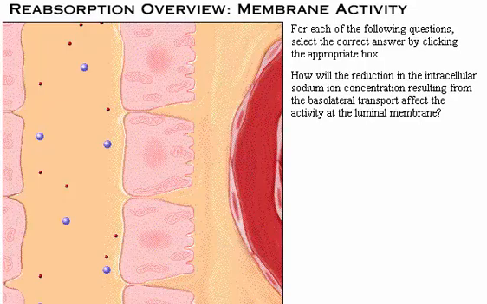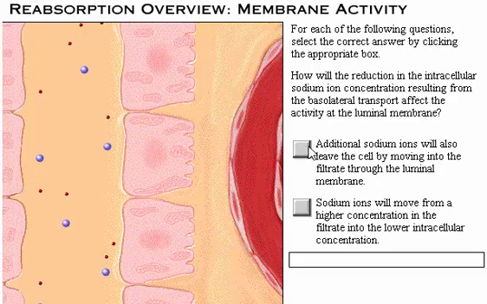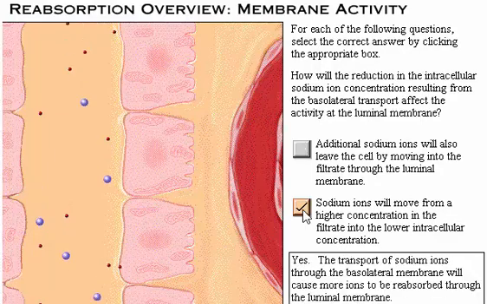The last question is, how will the reduction in the intracellular sodium ion concentration resulting from the basolateral transport affect the activity at the luminal membrane? I'm sorry, this is not the correct answer. Yes, the transport of sodium ions through the basolateral membrane will cause more ions to be reabsorbed through the luminal membrane.